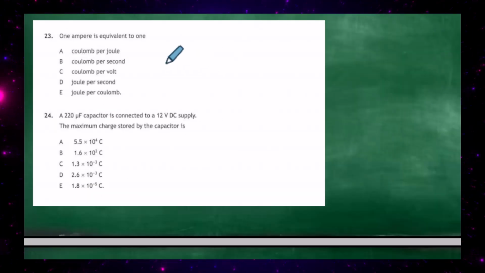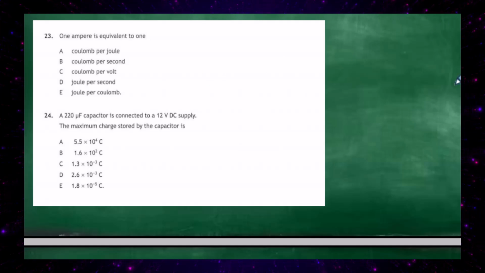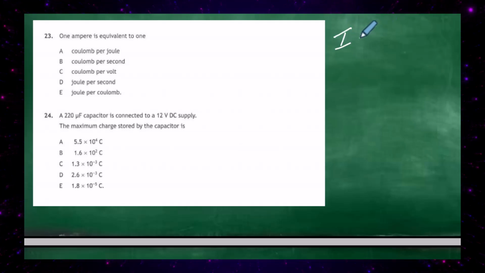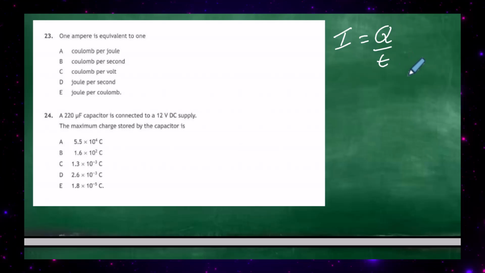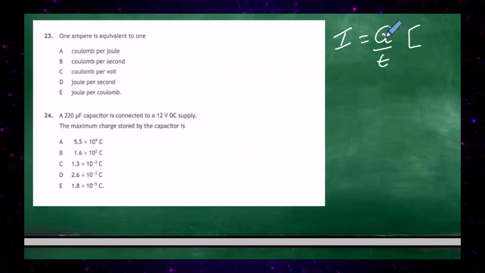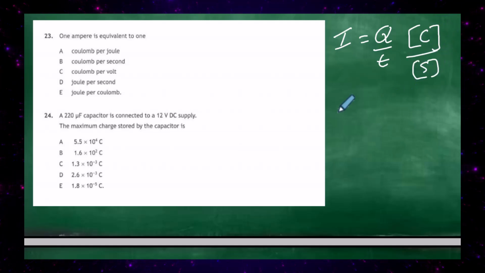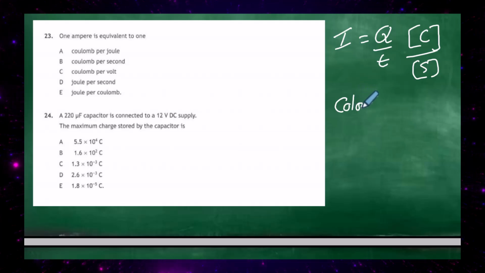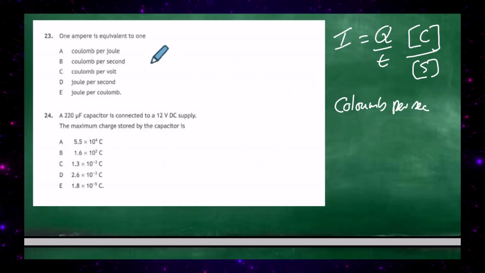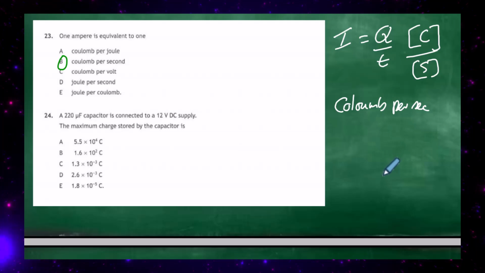Question 23 and 24. We'll start with 23 first. It says 1 ampere is equivalent to, and it gives you the following responses. We've got to remember that the current I is equal to the charge divided by the time. It's the rate of charge flowing through the circuit. If we look at the units, the unit for charge is the coulomb, and the unit for time is the second. So we're looking for a coulomb per second for current. That's the standard unit, and that's going to give us an answer of B for that one.